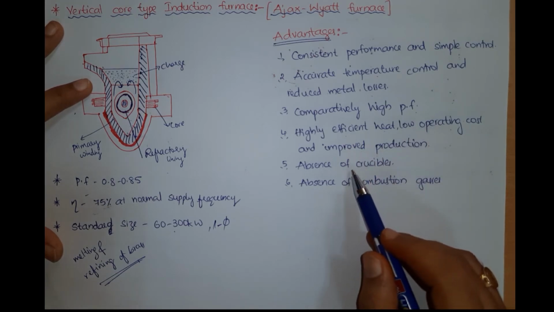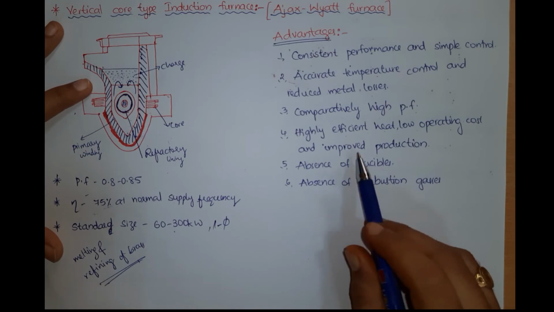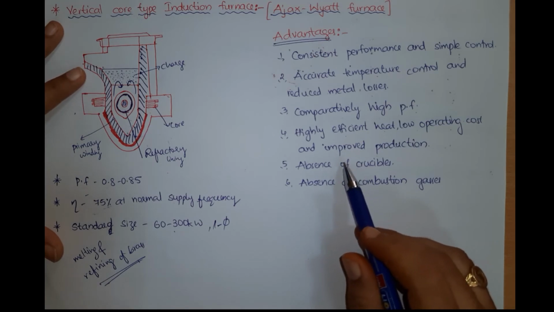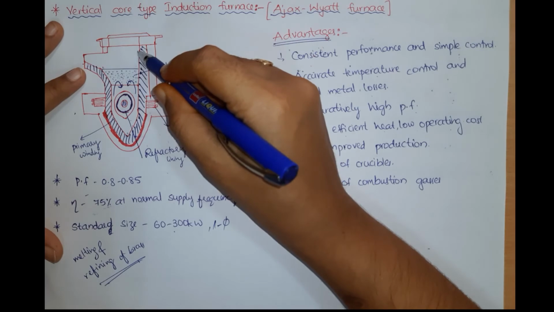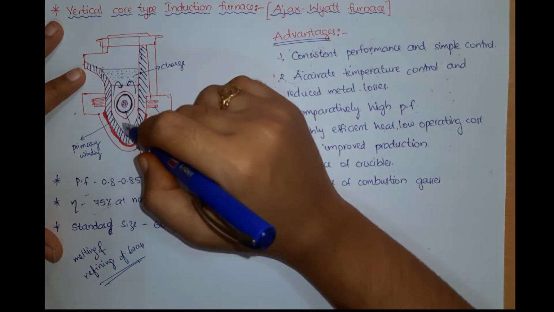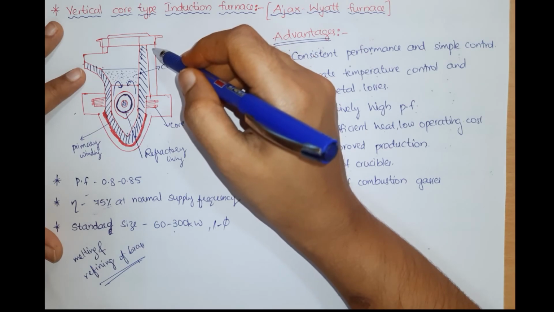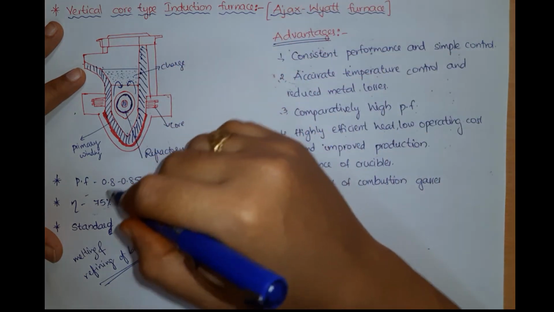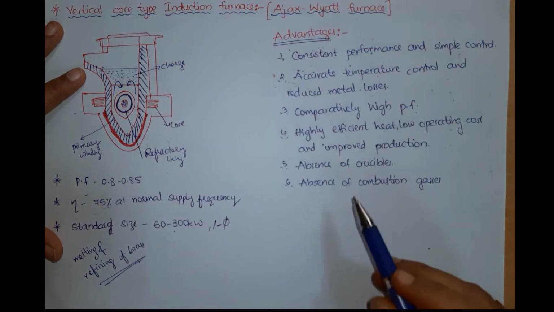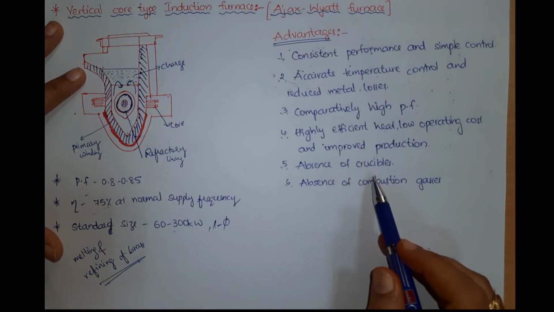So there is no crucible formation in this type of induction furnace. Crucibles are nothing but the deposits at the edges of this core. That is nothing but loss of metal in such form. So in this type of vertical core type induction furnace, there is no formation of crucibles.